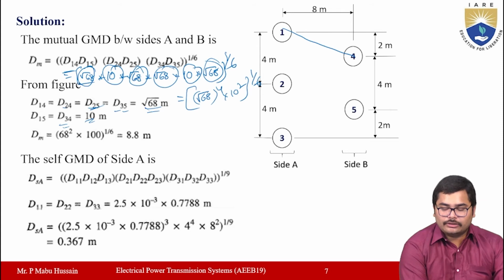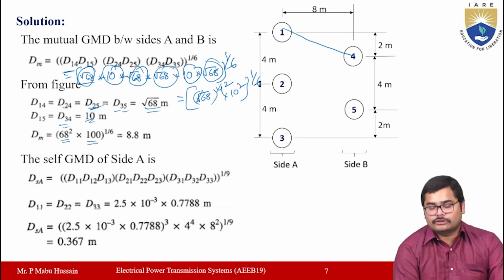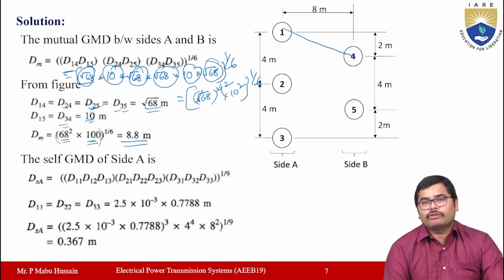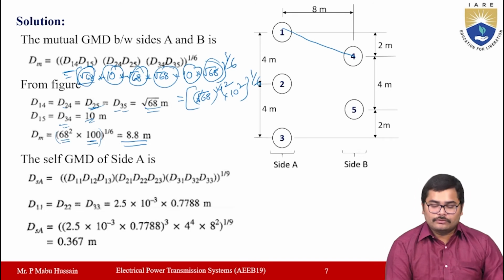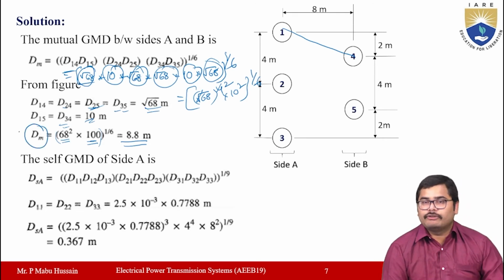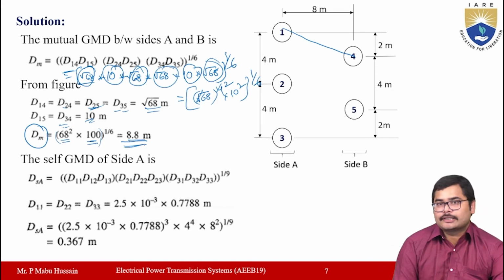Now here this square and 2 you will get, so you will get 68 square, and 10 square will be 100, whole to the power of 1 by 6, and you calculate the value. You are getting that value equal to 8.8 meters. So the mutual GMD, the DM value, will be equal to 8.8 meters.